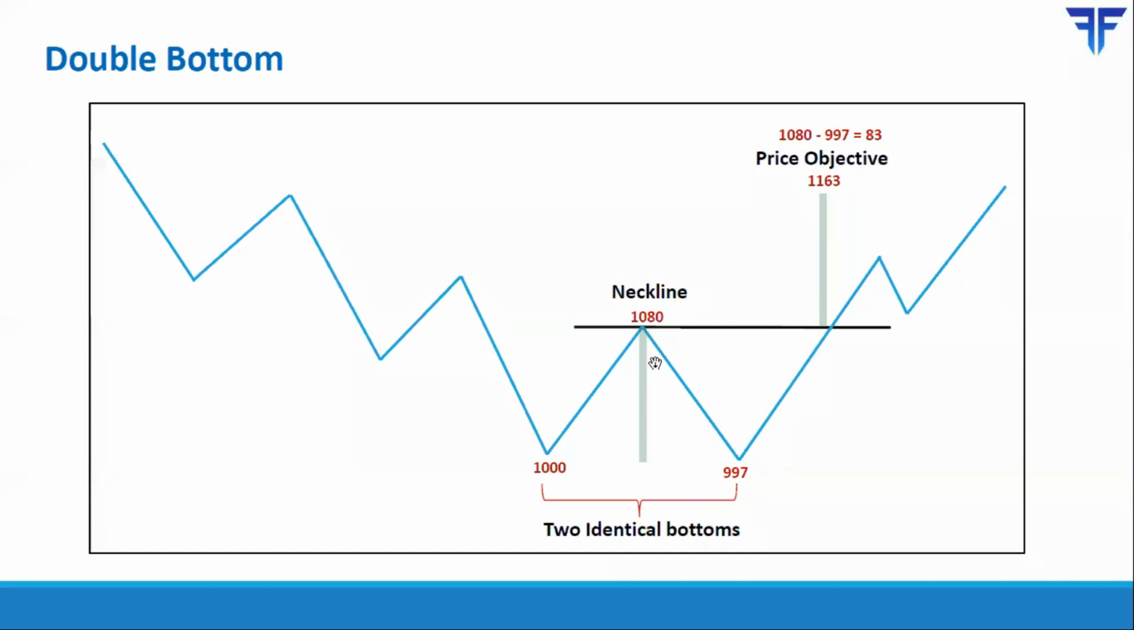How do you calculate the target? Again, the same way. You calculate the vertical distance between the two bottoms and the neckline, and that distance you add to the neckline. So as you can see, the vertical distance between the neckline, which is 1080, and the bottom, say 997, is roughly 83 points. 1080 minus 997, that 83 points you'll add to 1080, which is 1163. So that is your minimum price objective of this pattern.